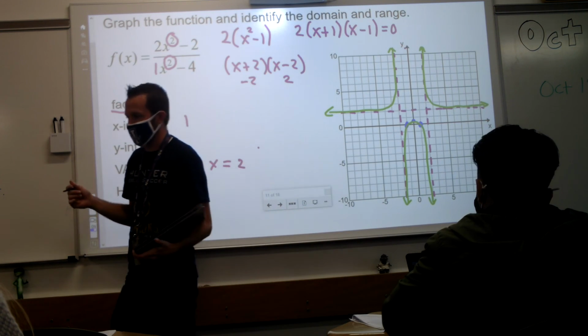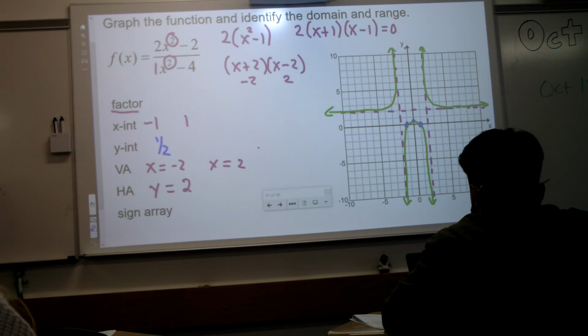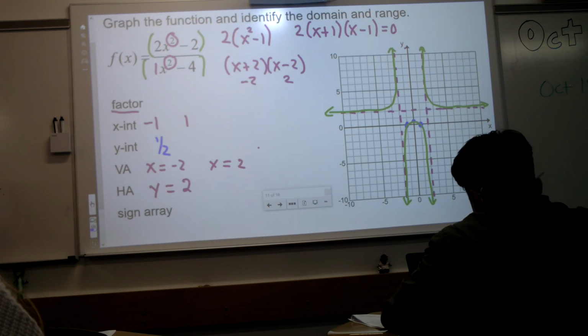Okay, will you check this real quick? Get back on the Desmos. Make sure you're careful with your parentheses here. Well, let's see if it matches what you got.